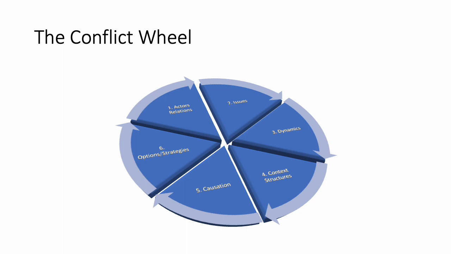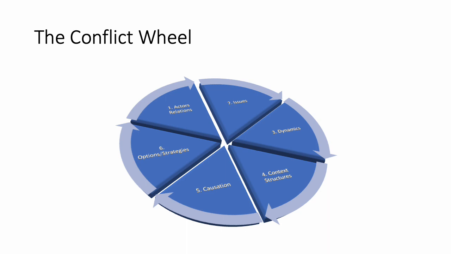So itong number 1, alamin natin who are these actors in that particular conflict? Who are the primary actors, secondary actors, tertiary actors, and what are their relations to each other? How are they related to each other? What is their dealing with each other? Then number 2, we will also examine the different issues that they are bringing in relation to their contentions. Then third, we also have to understand the dynamics of the conflict. And number 4, we have to understand the contextual structure, meaning to say, what is the locale of the conflict? What is the ecosystem of the conflict?